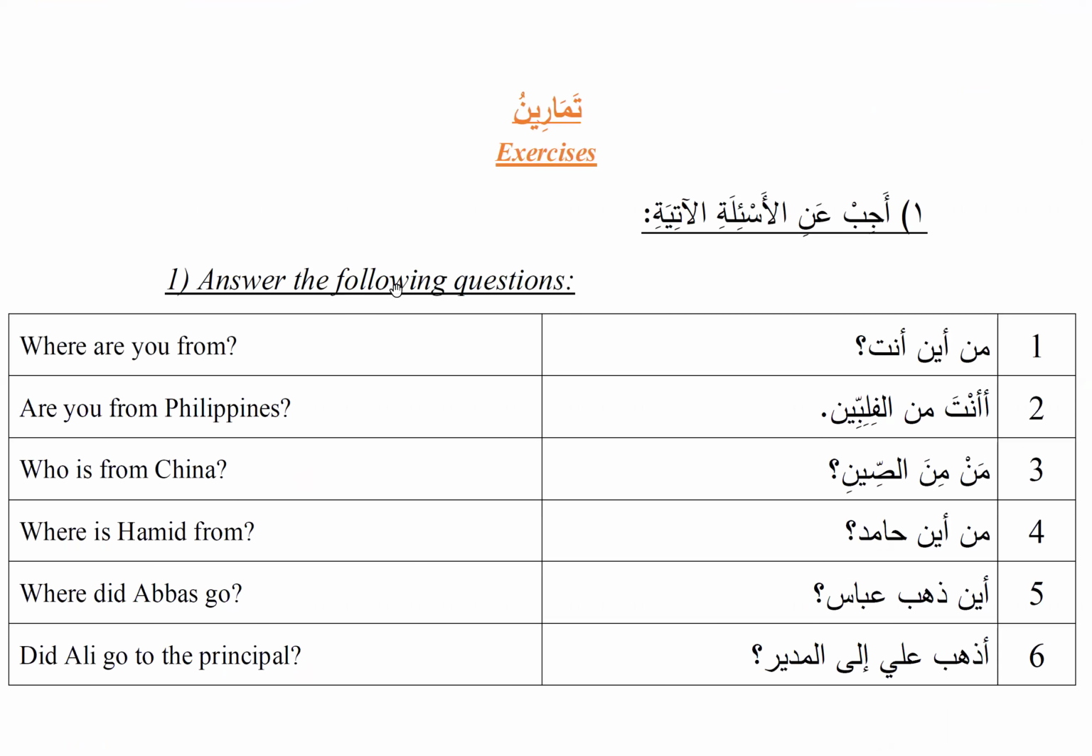So here أجب عن الأسئلة, answer the following questions. So when you want to ask where are you from, we're going to say من أين أنت. So if, for example, you're from India, you're going to say أنا من الهند. Are you from Philippines? أنت من الفلبيني. If you are, you say نعم أنا من الفلبيني. If not, you're going to say لا, and you're going to say your country's name. أنا من الهند. Who is from China? من من الصيني.